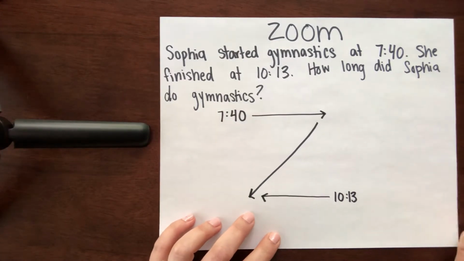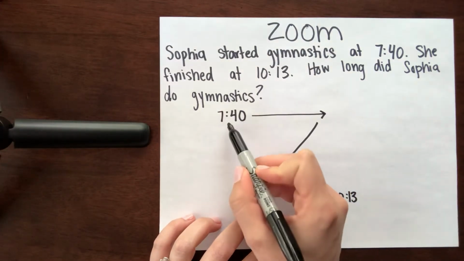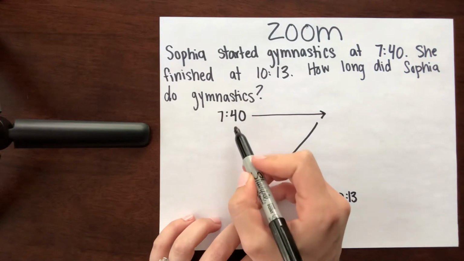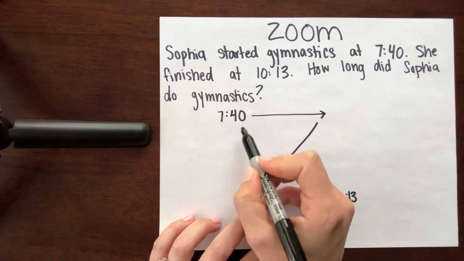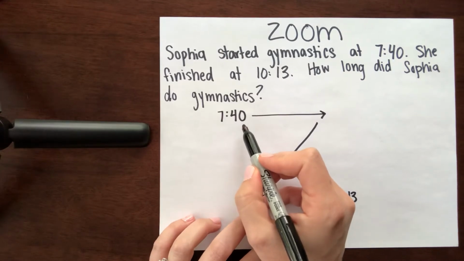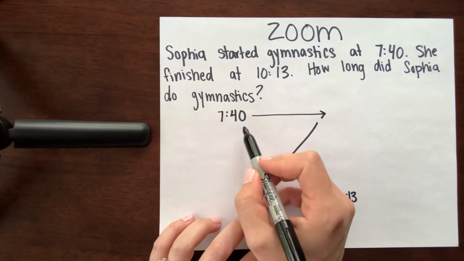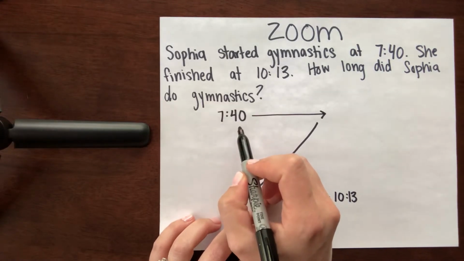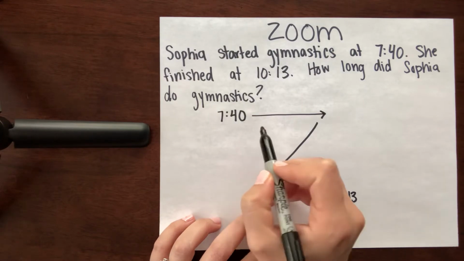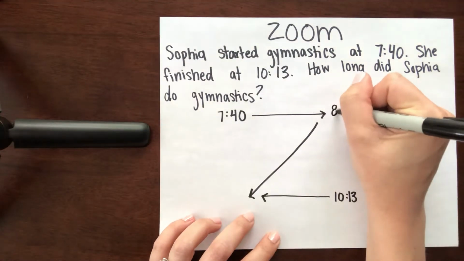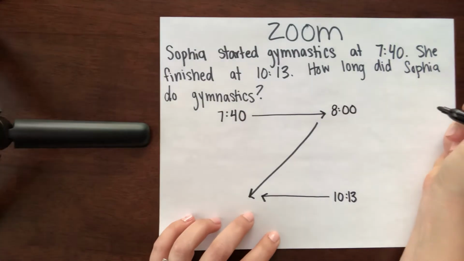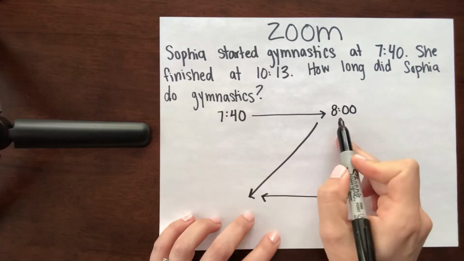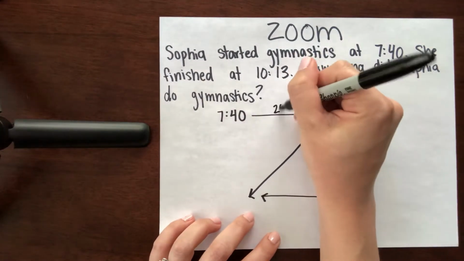Now, this is a new strategy to help us find the elapsed time between 2 times. So what I'm going to do first is I am going to figure out the next hour past 7:40. So I'm going to go to the full hour. So not an hour past 7:40, but the next hour after 7:40. So if I was going up to the next hour, it would be 8 o'clock. And I know from 7:40 to 8 o'clock is 20 minutes.